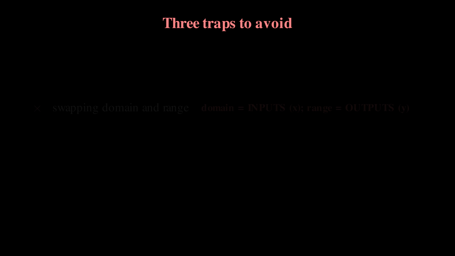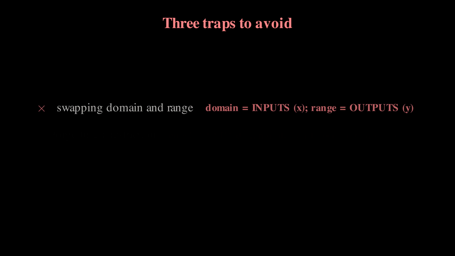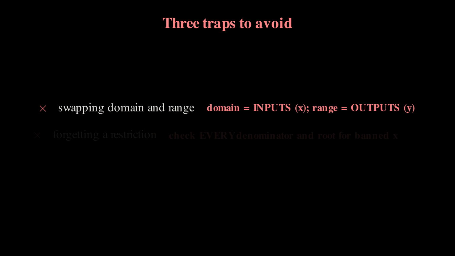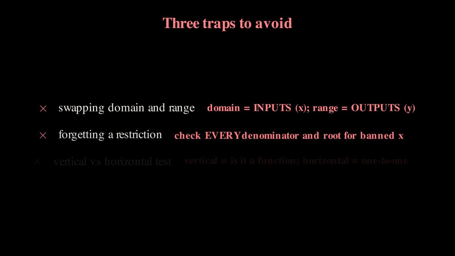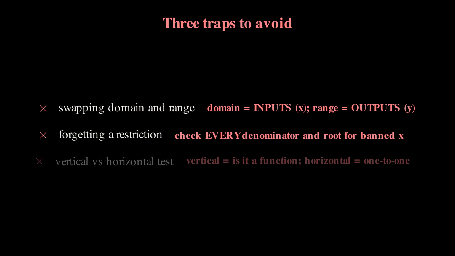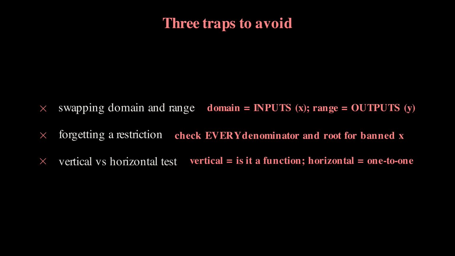Finally, the 3 traps. 1. Swapping domain and range. Burn it in. Domain is the inputs, the x values. Range is the outputs, the y values. 2. Forgetting a restriction. Every denominator and every square root is a place the domain can break, so check each one for banned x. And 3. Mixing up the 2 line tests. A vertical line tells you if it's a function at all. A horizontal line tells you if it's one-to-one. Keep those straight, and SL 2.2 is free marks.